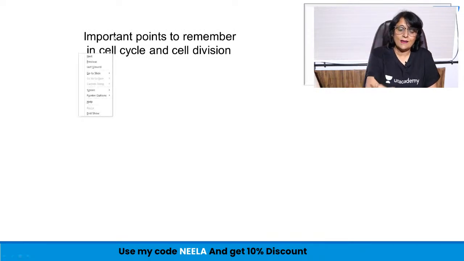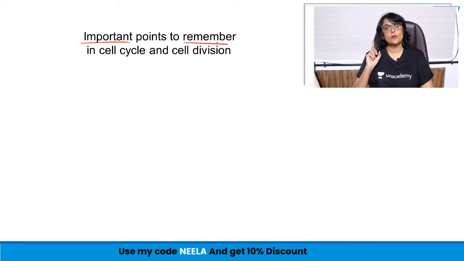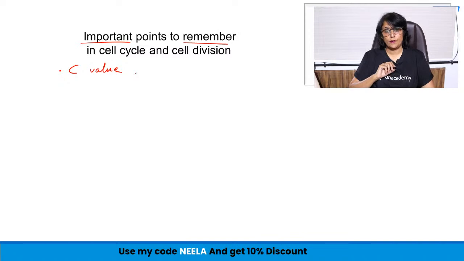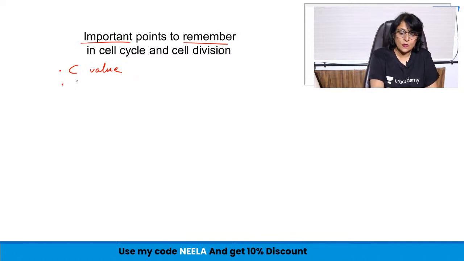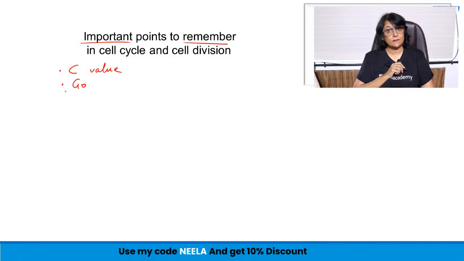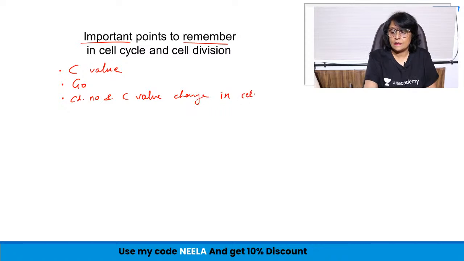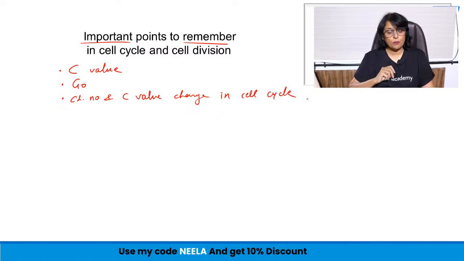Now coming to the last thing which I wanted to give you information of: what are those points which you have to remember in cell cycle and cell division? The first is C value. Very important. Questions are invariably asked on this. Then revise G0 phase. What all happens in G0 phase? This is again very important. How the chromosome number and C value change in cell cycle. Very important.